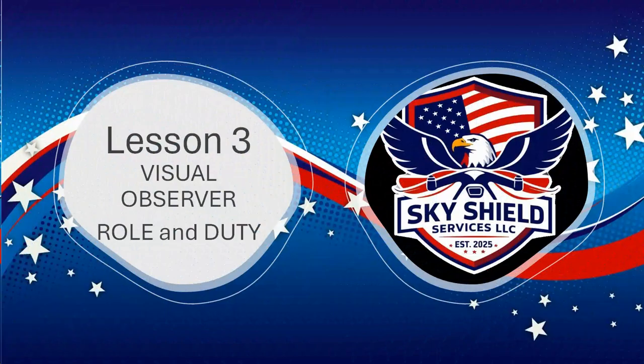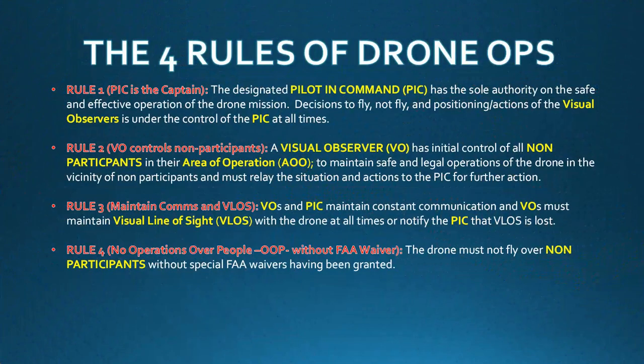All right, so we move on to lesson 3, the visual observer role and duty. We basically just began to cover that in lesson 2 with the FARs. The FARs basically outline what the visual observer's roles and duties are. So that's the knowledge part. Now we're going to get to the skill part. Everything in aviation has both a knowledge and a skill aspect. So the skill part begins knowing the 4 rules of drone ops.